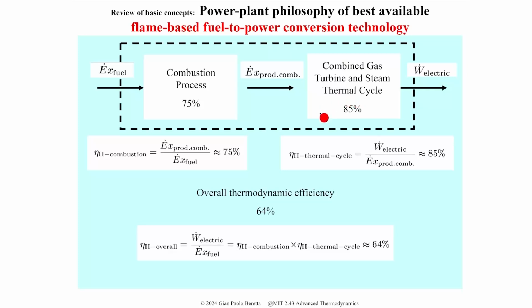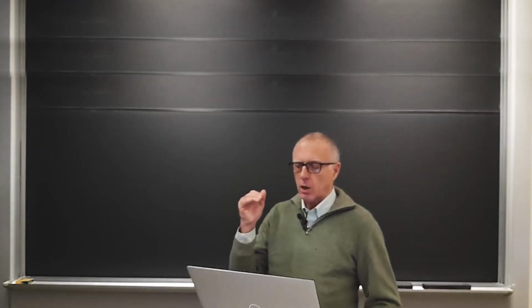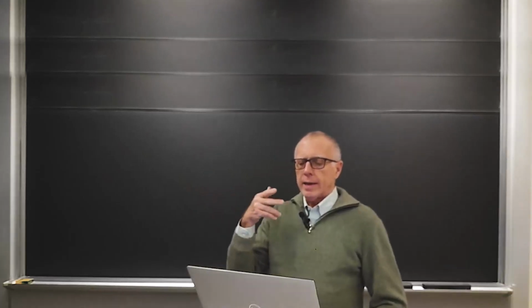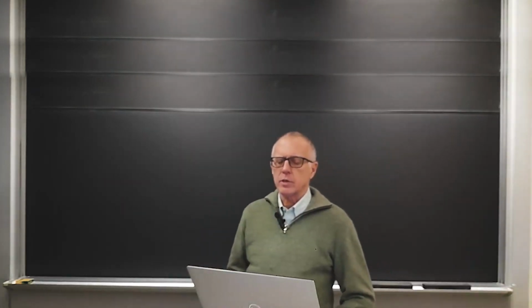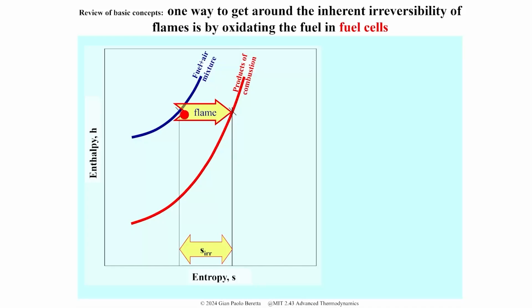But even if you improve the thermal cycle to 100%, you're still stuck to the limit of 75, say 80% for the flame. And we've seen that history tells us that we are, on our learning process, heading towards higher efficiencies than 80%. And so the only way we can reach them is to find alternatives to the combustion in flames, the oxidation of the fuel in flames.